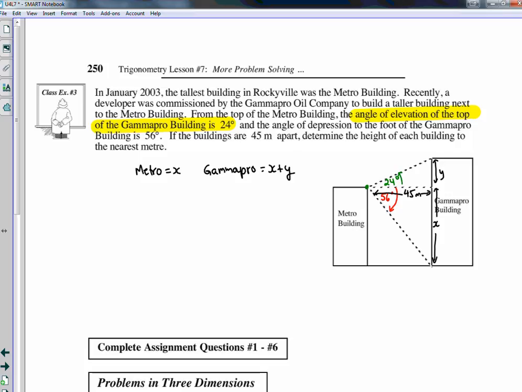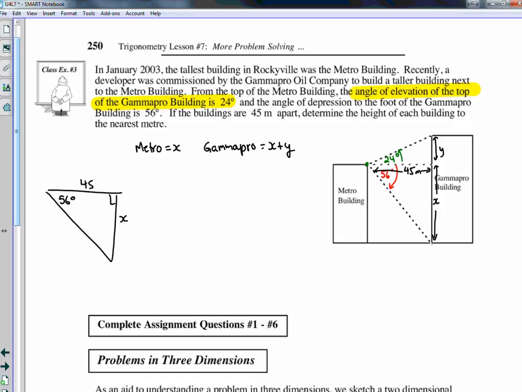Is that going to be pretty simple to do? Yes. There's two right triangles, right? So let's start with the X triangle. The X triangle, here's the X, here's 45, and here's 56. What would you call X? Opposite. What would you call 45? Adjacent. So what ratio has opposite and adjacent? TOA. Yeah, tan. TOA has O and A. Tan of 56 equals X over 45.